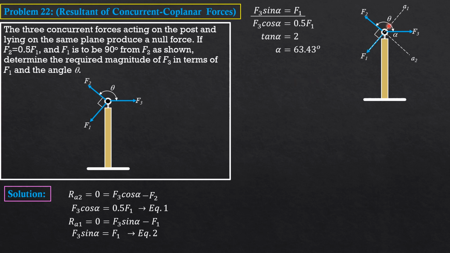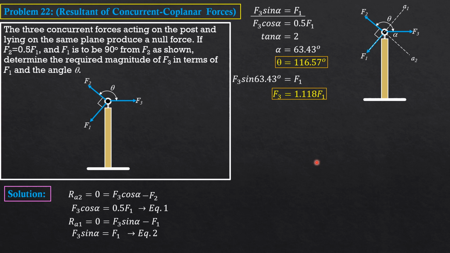Then from there, we can now solve theta. 180 degrees minus 63.43 degrees is equal to 116.57 degrees. Then substitute into this equation to solve for F3 in terms of F1. F3 sine of 63.43 degrees equals F1. So F3 can now be expressed as 1.118 of F1.